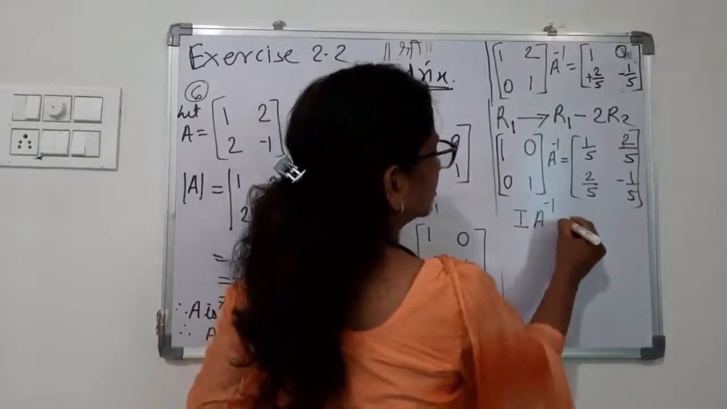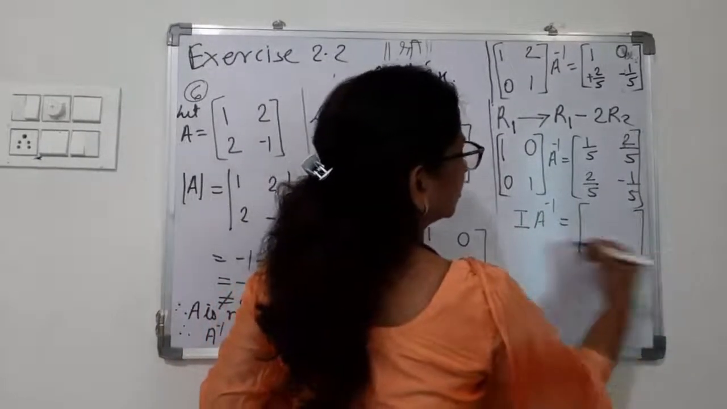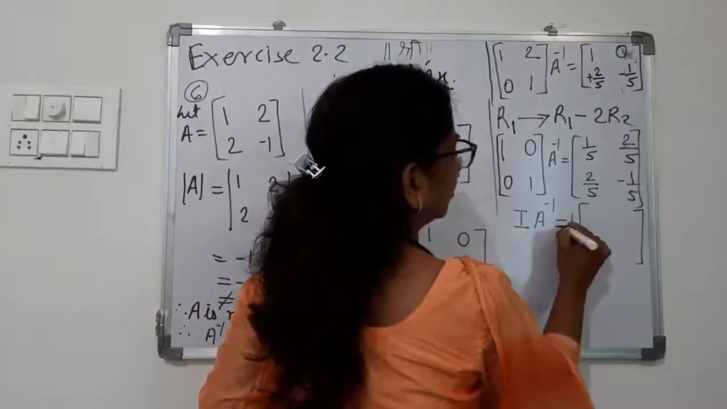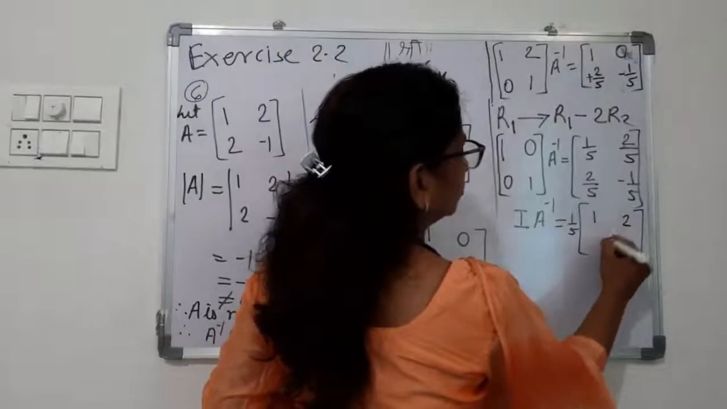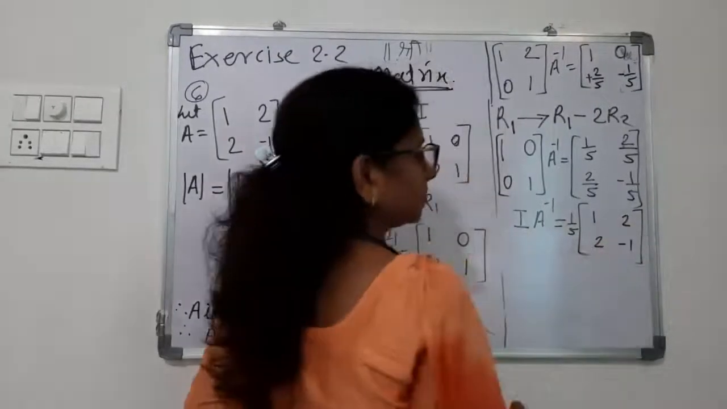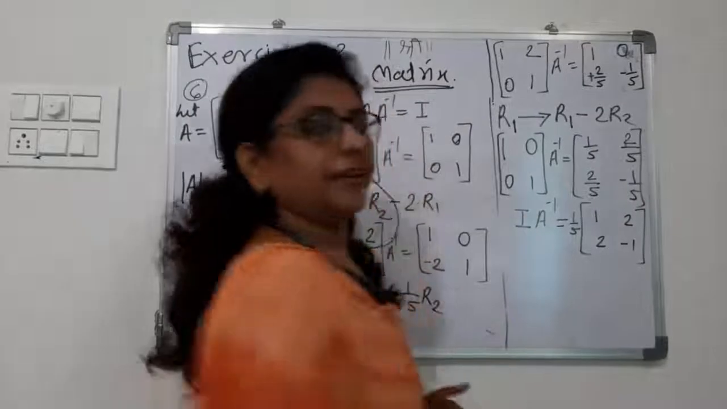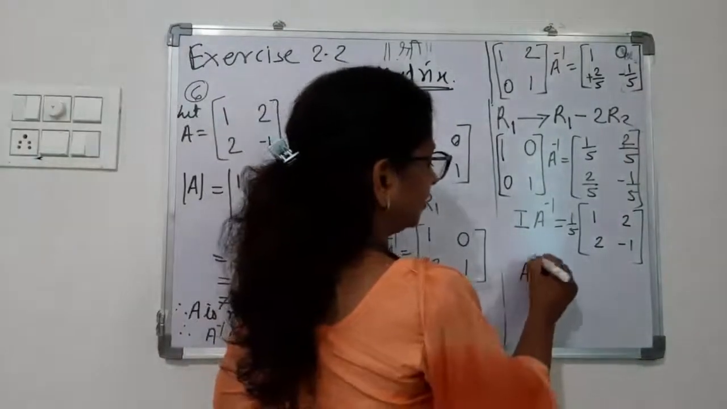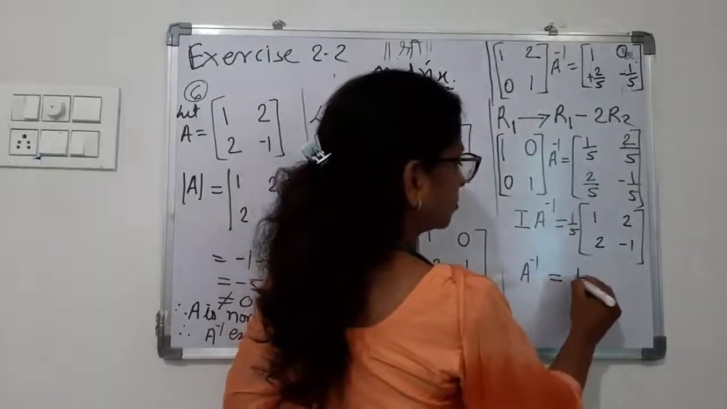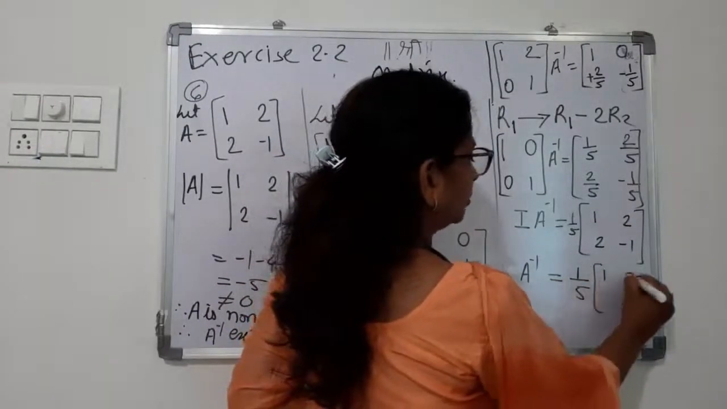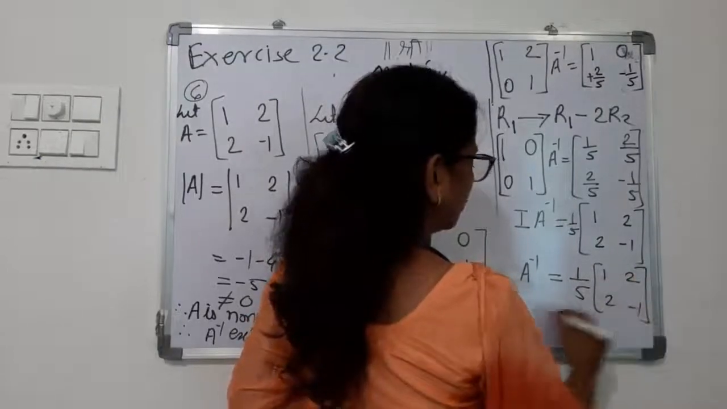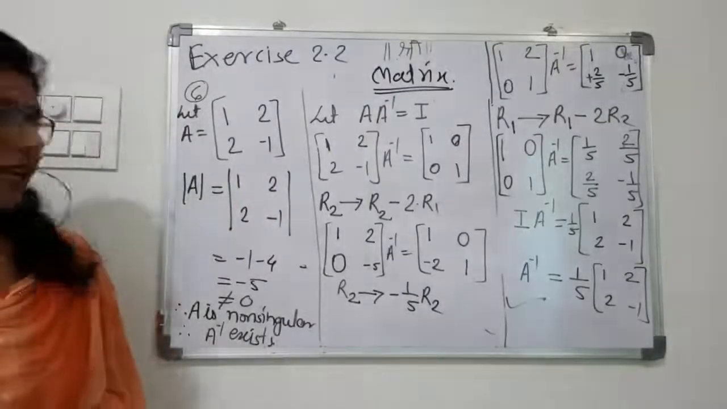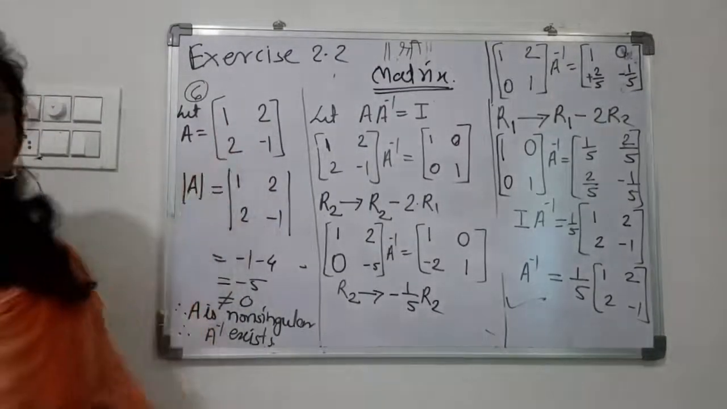This is A inverse and this is the matrix. Okay, we can take 1 by 5 outside, then 1, 2, 2, minus 1. So I into any matrix, we have seen, is the matrix itself. So A inverse equals 1 by 5 times 1, 2, 2, minus 1. So this is the inverse of the given matrix A, means this 1, 2, 2, minus 1.